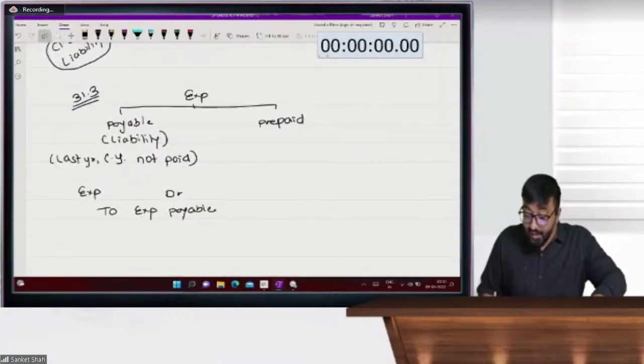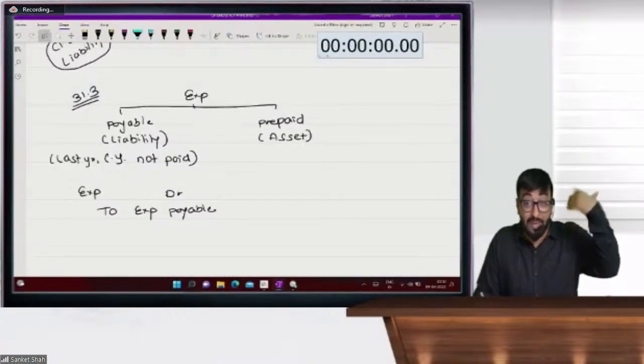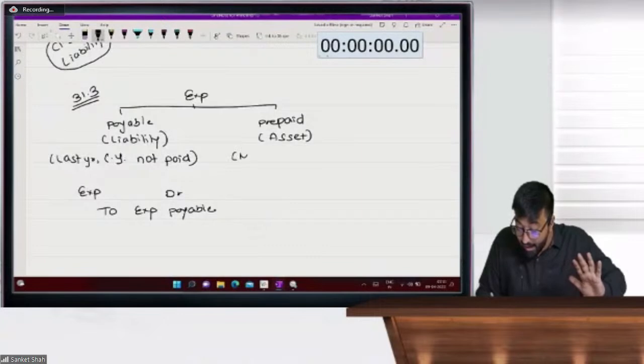Now, what is the entry of prepaid expense? Prepaid expense means what? Next year expenses, you paid it in advance. Next year expenses paid in advance.